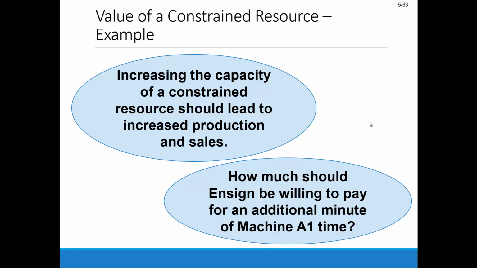Okay, so earlier we said some of these constraints could be things like labor hours. Right? If that's the case, we'd say, well, we might be able to add some staff, some more people on the assembly line. How much should we be willing to pay them? Similarly, if we're talking about an automated process, maybe we can buy some new machinery. How much should we be willing to pay for that? So let's figure out how much Ensign, our previous example company, should be willing to pay for an additional minute of that processing time on machine A1 if it could go out and acquire more somehow.